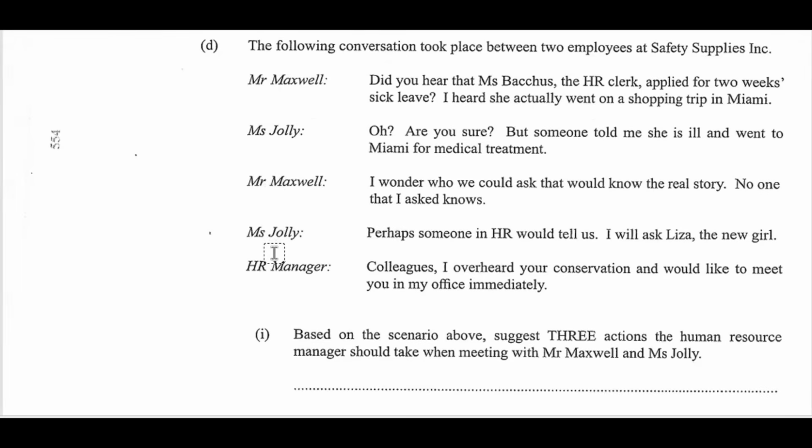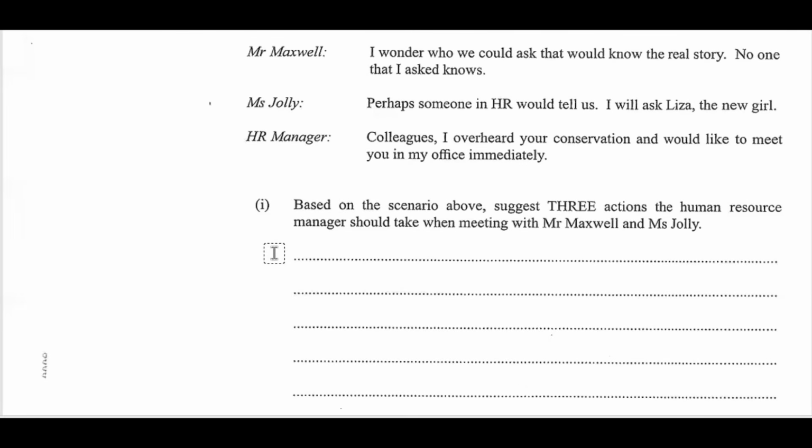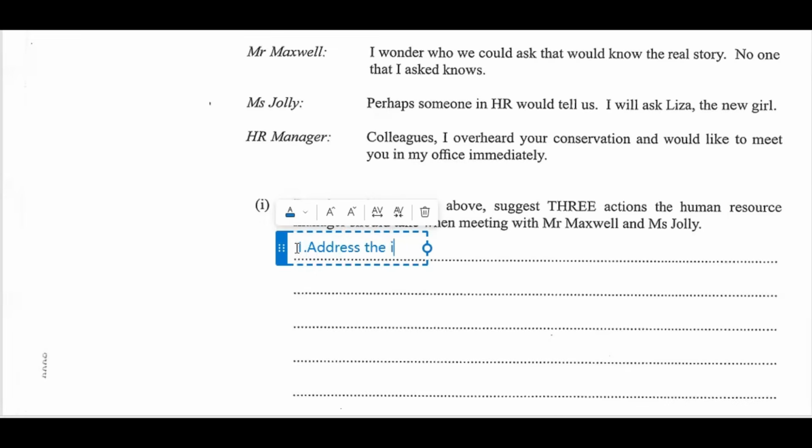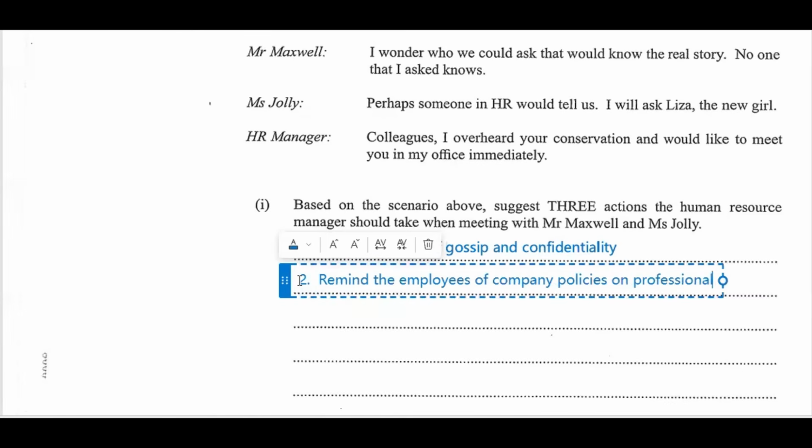Based on the scenario above, suggest 3 actions the human resource manager should take when meeting with Mr. Maxwell and Ms. Jolly. So we have a little gossip going on there, right? So what the manager could do, she could address the issue of gossip and confidentiality. Could remind the employees of company policies on professional conduct.